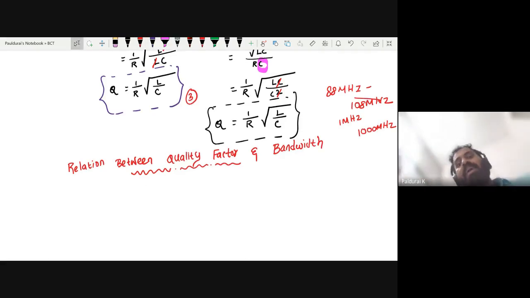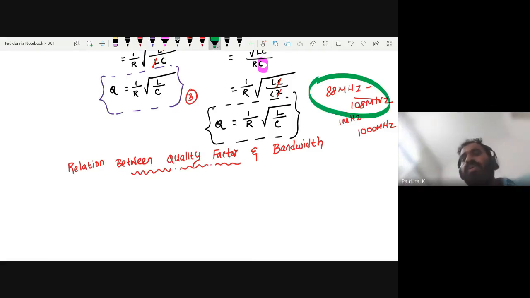Quality factor high means bandwidth is low, which means the quality is high. See, for FM the range is low, so easily you can go to any channel within a second or within a minute. So obviously the quality is high. Quality factor and bandwidth are always inversely proportional to each other.